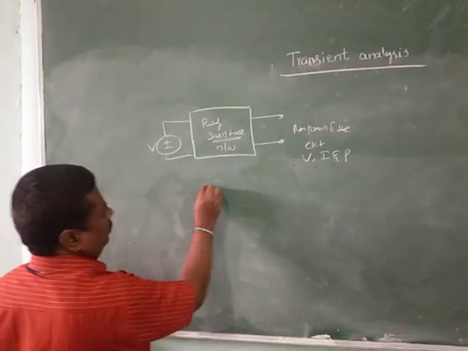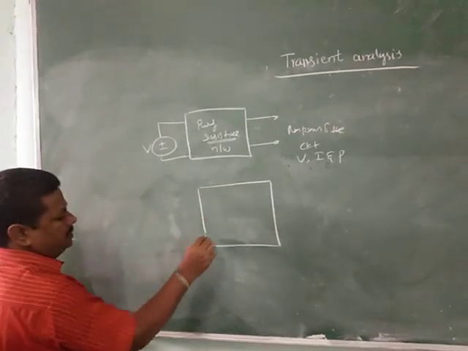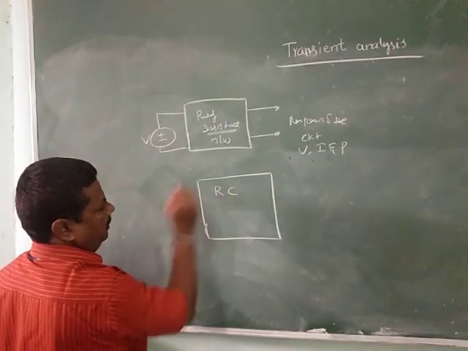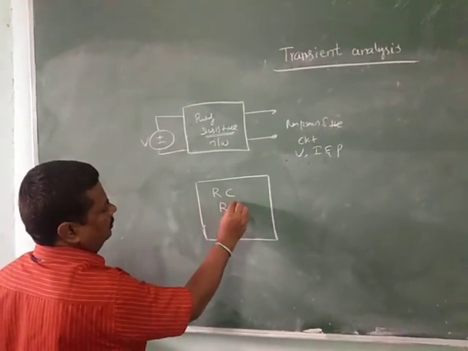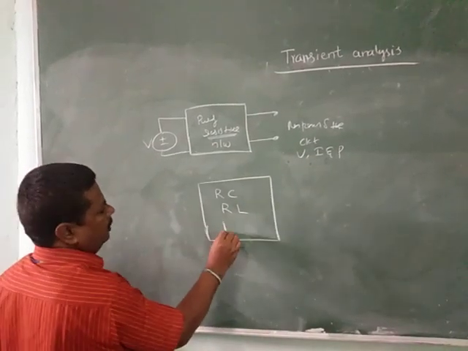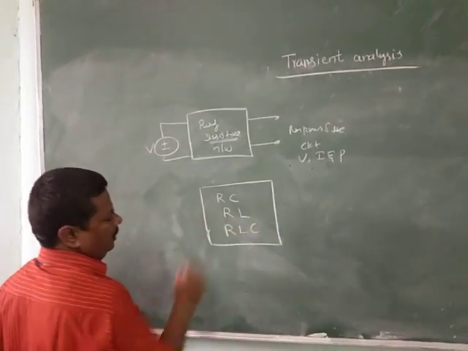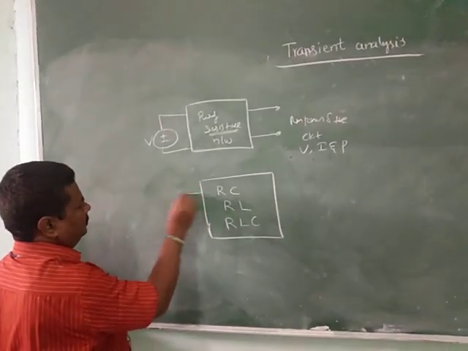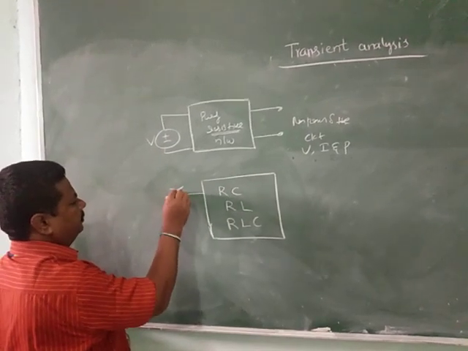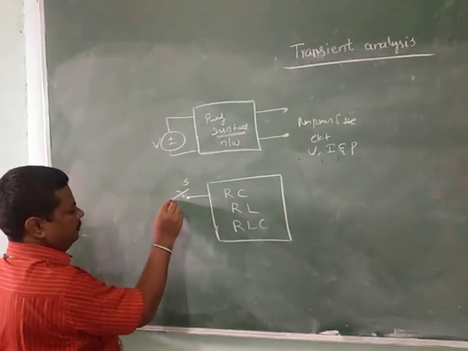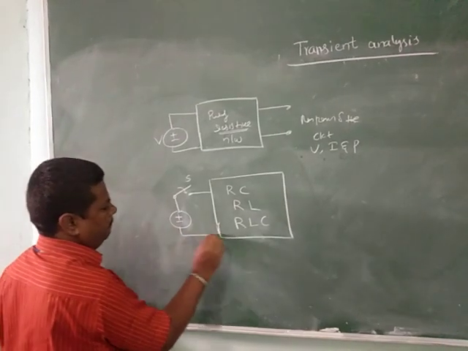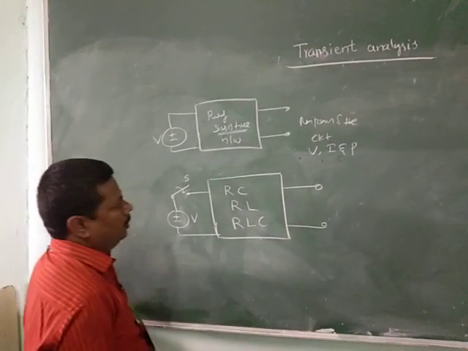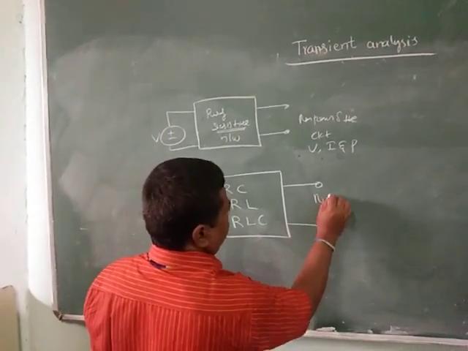In addition to pure resistors, the circuit consists of a resistor and capacitor, resistor and inductor, or a combination of resistor, inductor and capacitor. Now we analyze the circuit. Something like there is a switch. Now we observe the response.